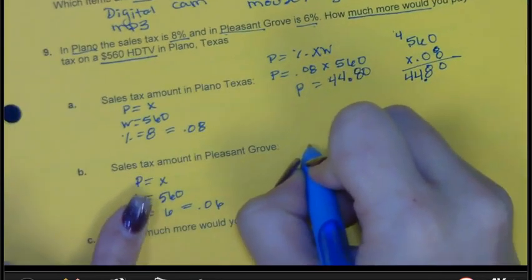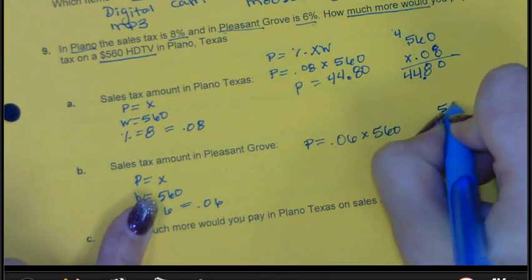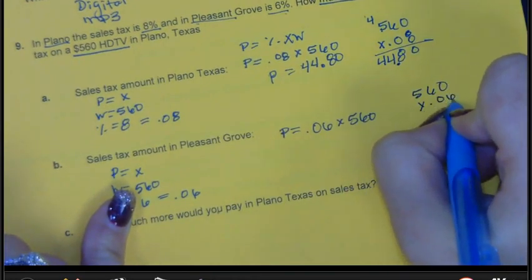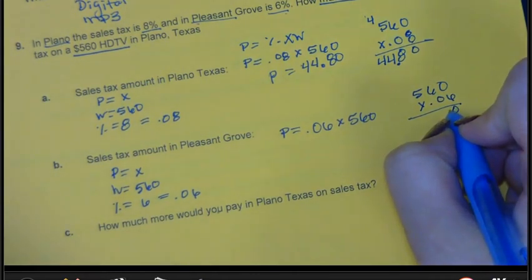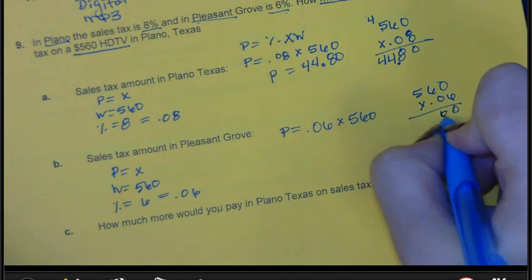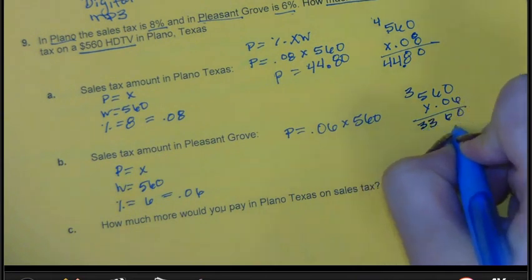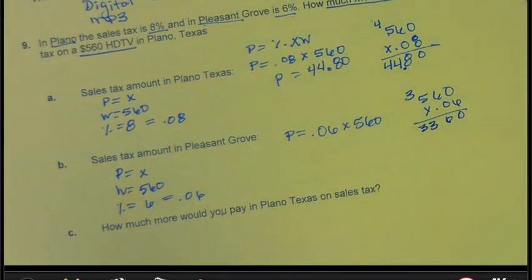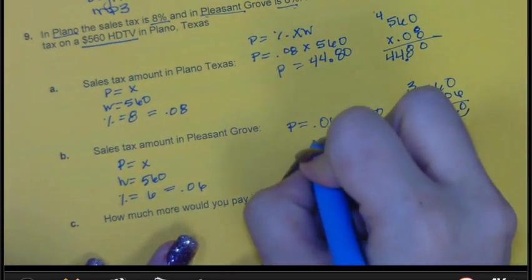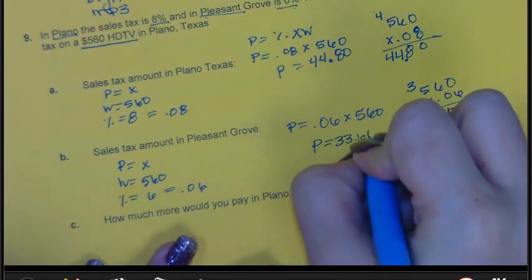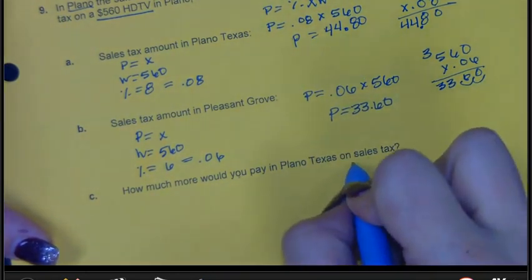And then let's go ahead and find it for Pleasant Grove. So part is equal to 0.06 times 560. So I'm going to do 560 times 0.06. 6 times 0 is 0. Did I do that right? Yeah. Sorry. 6 times 6 is 36. 6 times 5 is 30, plus 3 more is 33. Double check myself. Yep. I have two place values, so I'm going to go 1, 2. I'm going to get a part of $33.60.